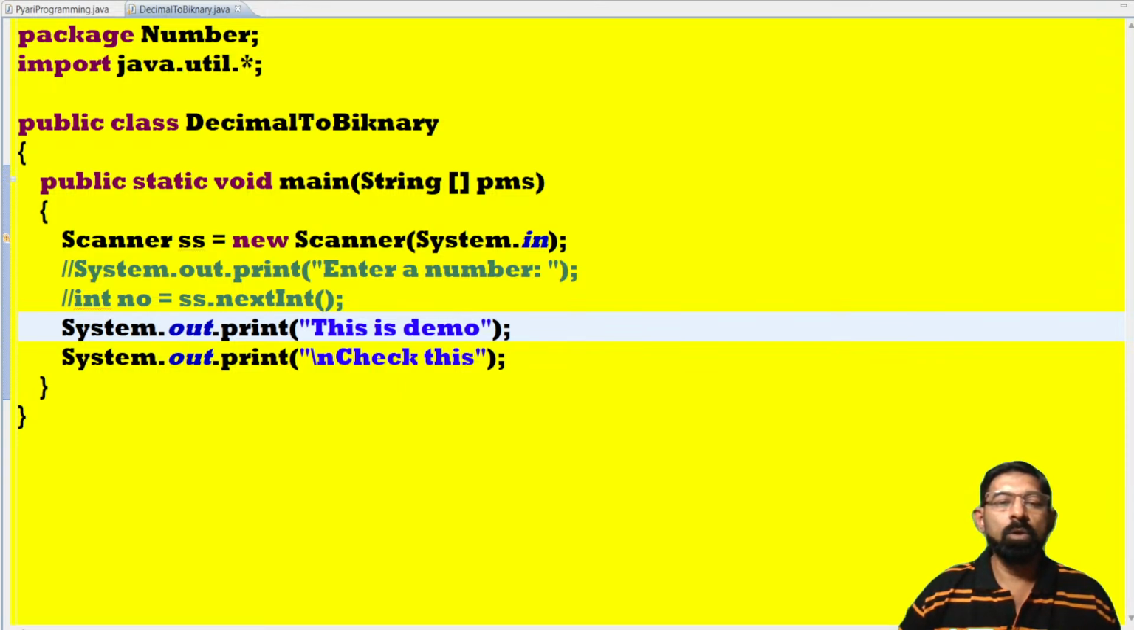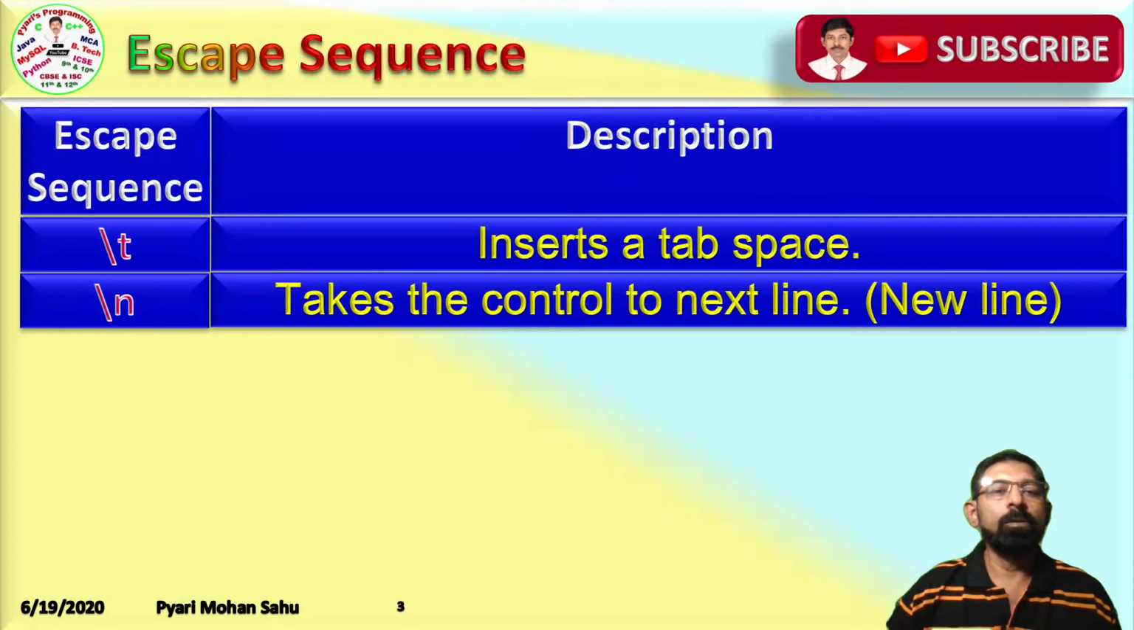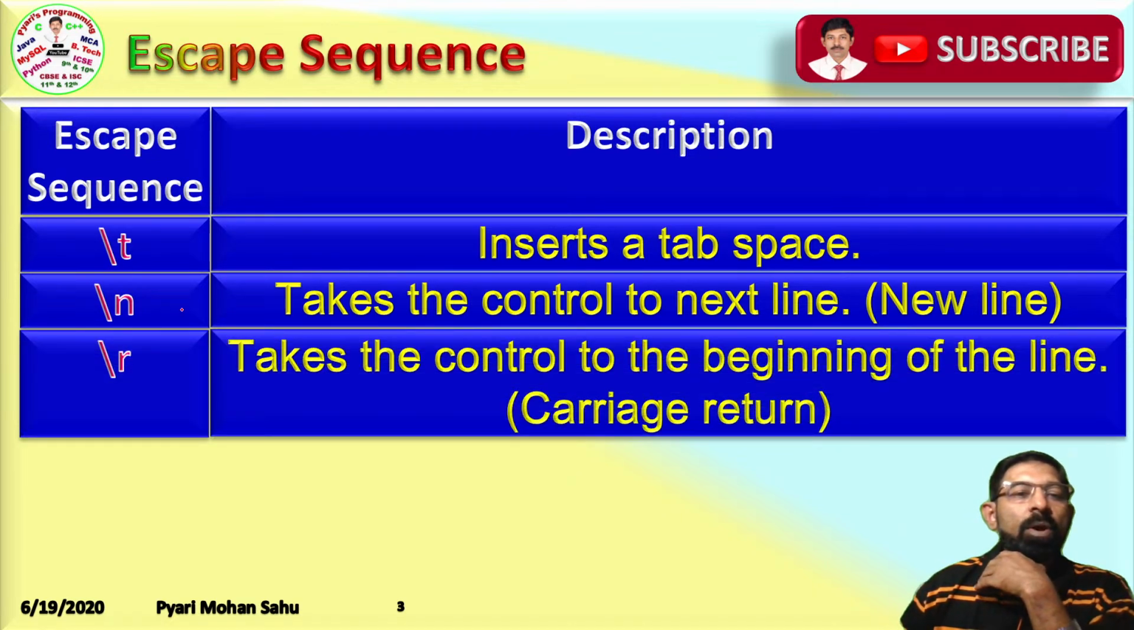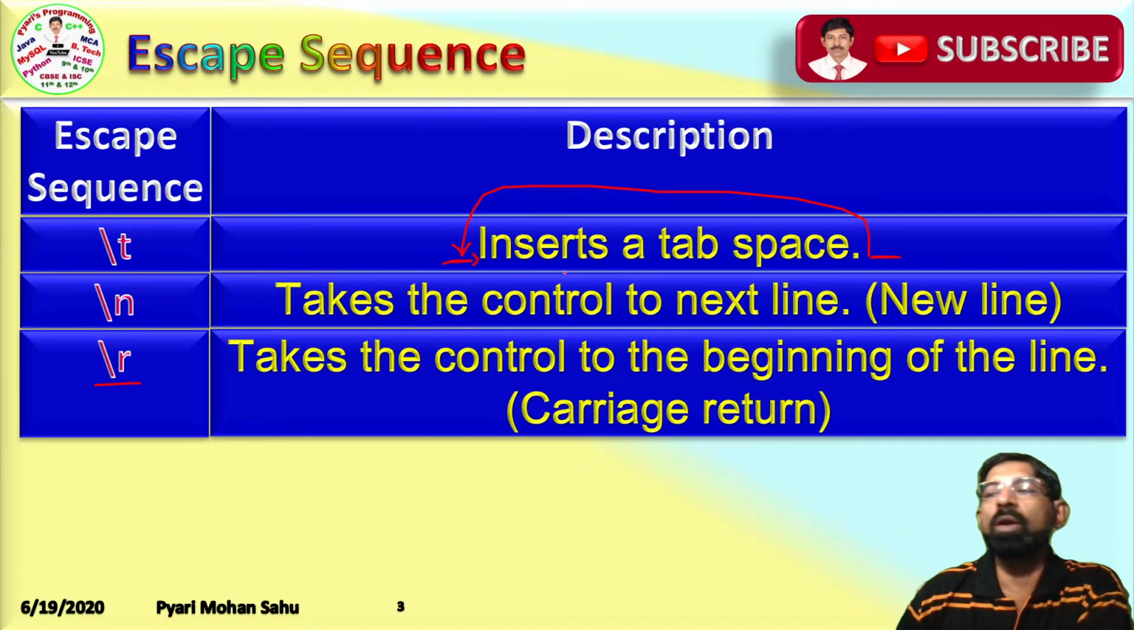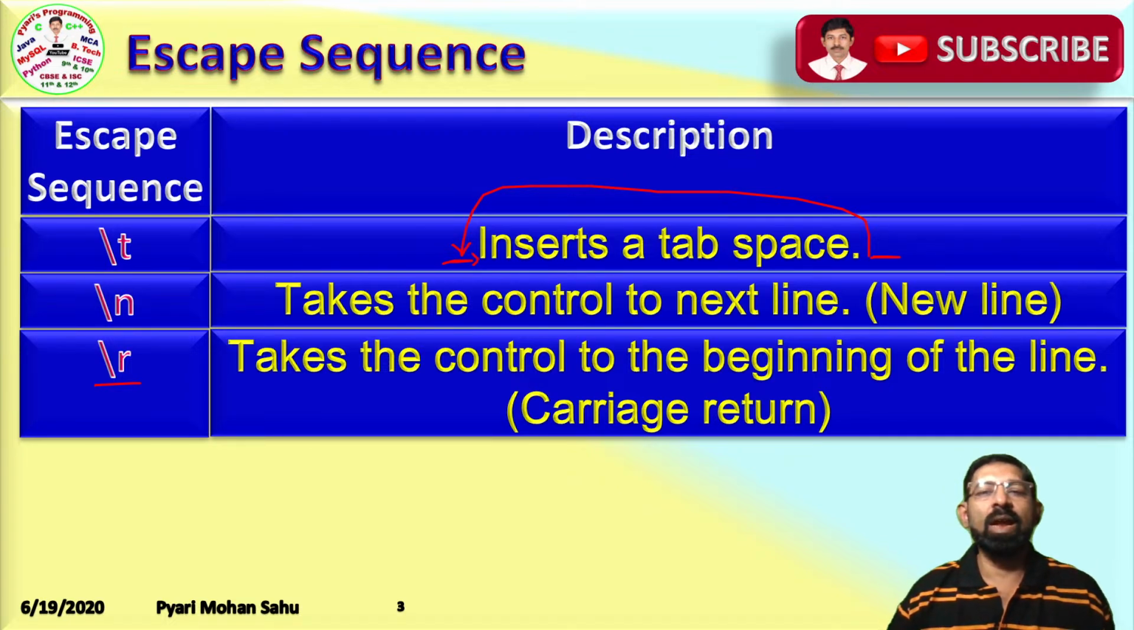Now we'll come back to our slide. Next point, \r. \r is for carriage return. It takes the control to the beginning of the line, that is called carriage return. That means after displaying, normally the cursor lies in this line. But if I give \r, it will take this cursor to the beginning of this line. If I display something, it will display over here by pushing all the characters to the right. Any doubt regarding this? \r.